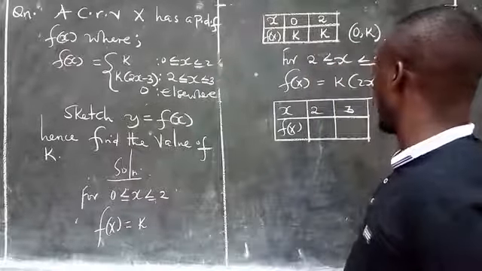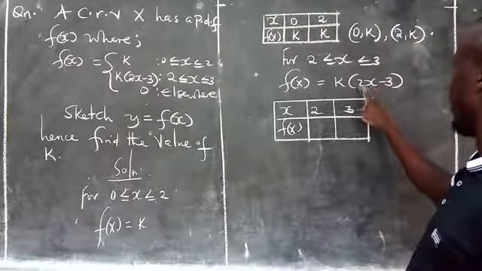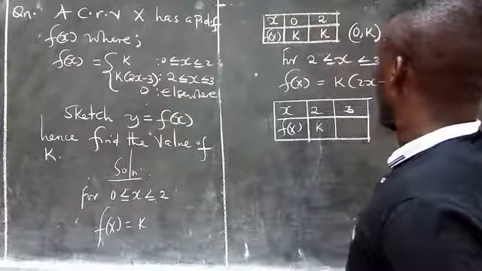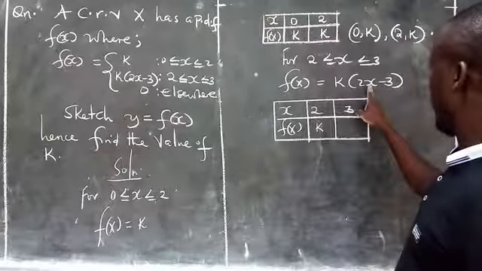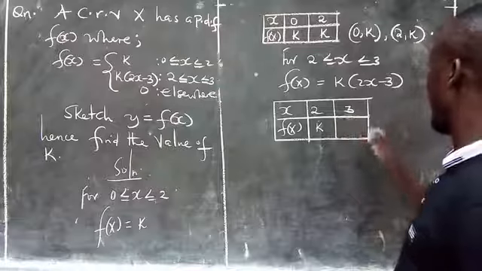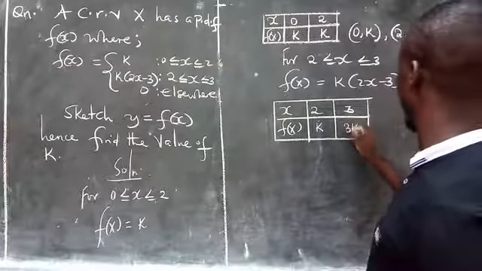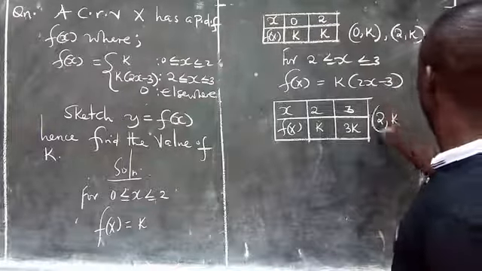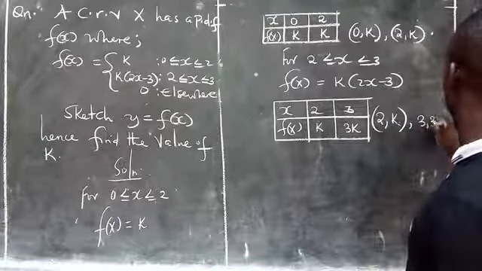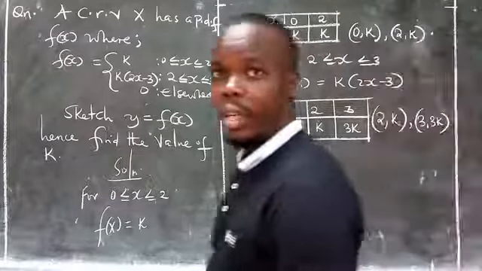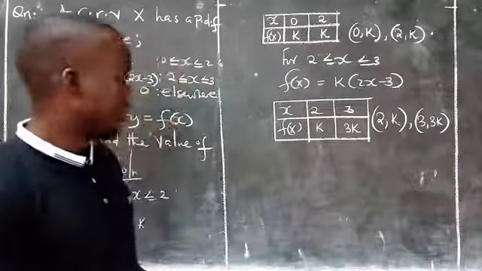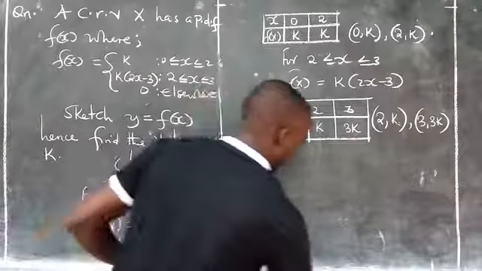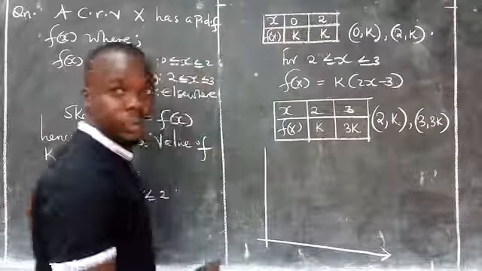Then from that point, we try to do the substitution. When I put a 2 here, I will have 4 minus 3, which is 1, and 1 times k will give us k. And when I put a 3 here, that will be 6 minus 3, which is 3, and 3 times k is 3k. So the coordinates are going to be 2, k, then 3, 3k. Those are going to be our coordinates. Now the next thing is simply taking them to the graph, and I will again label my graph as we did in the previous case.